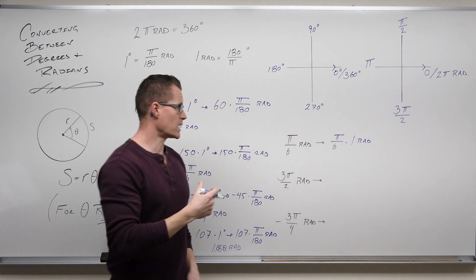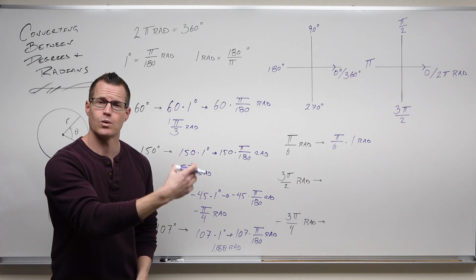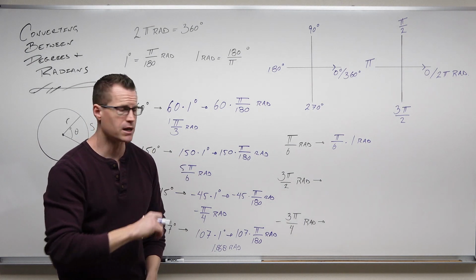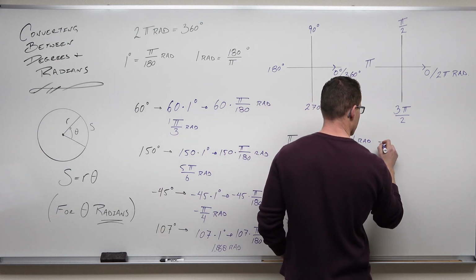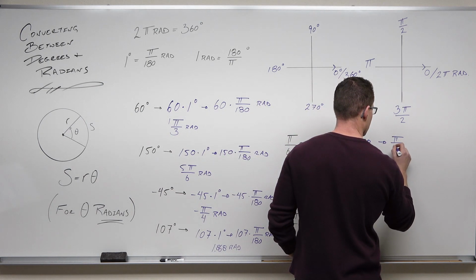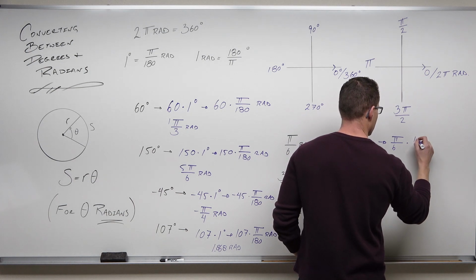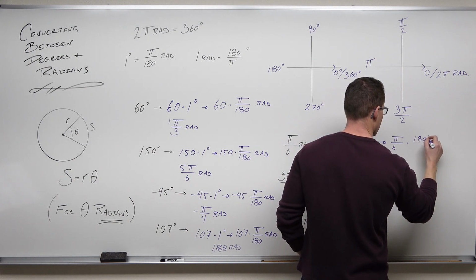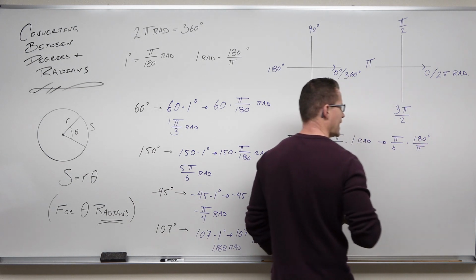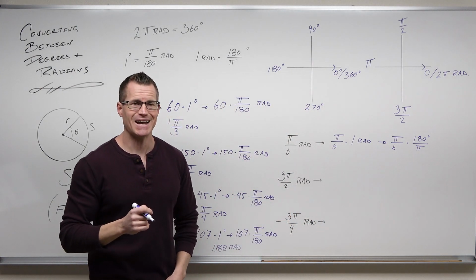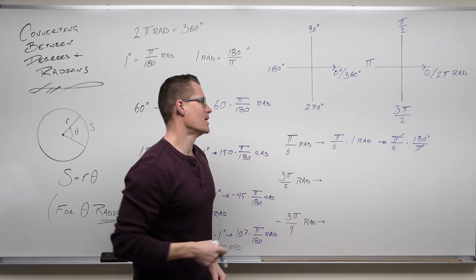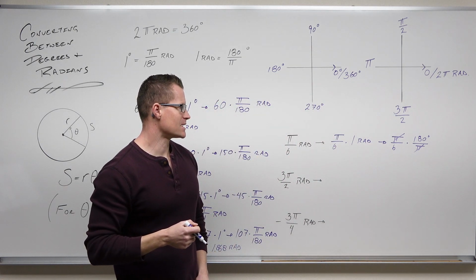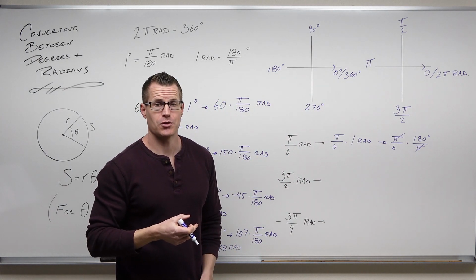So pi over 6 radians is the same thing as pi over 6 times 1 radian. You're taking a fraction of that radian. But 1 radian is 180 degrees over pi. And lots of things are going to simplify. It's kind of fun. Kind of like doing the pi's are gone. Woo! And 180 divided by 6 is going to give you 30 degrees.